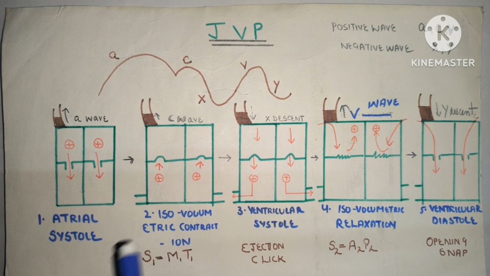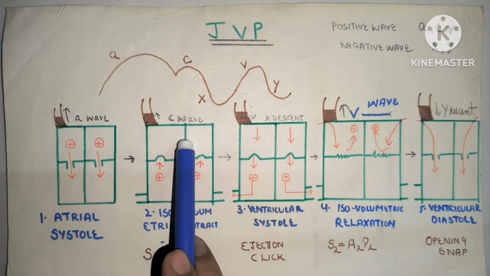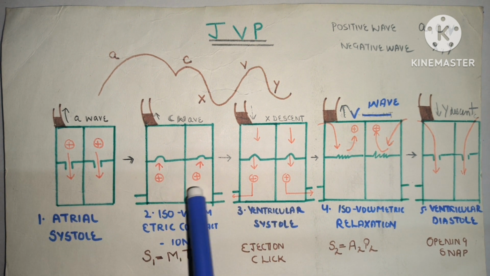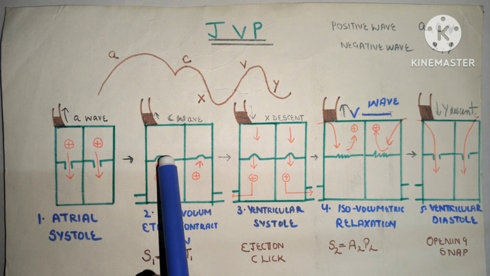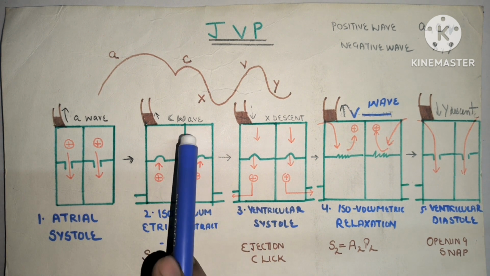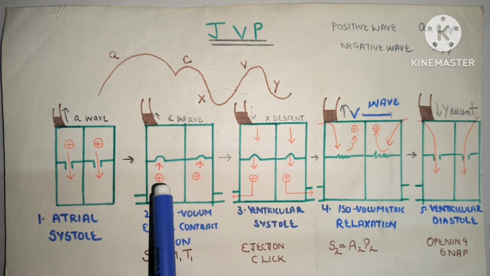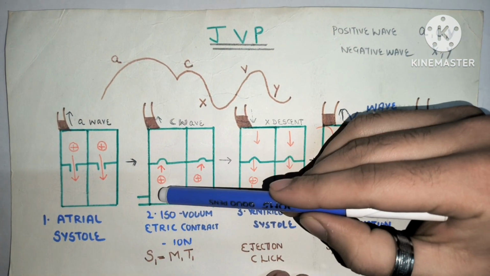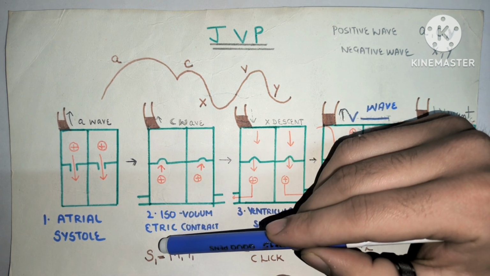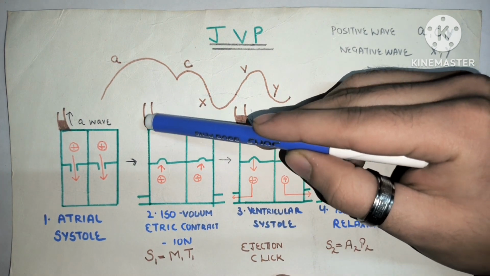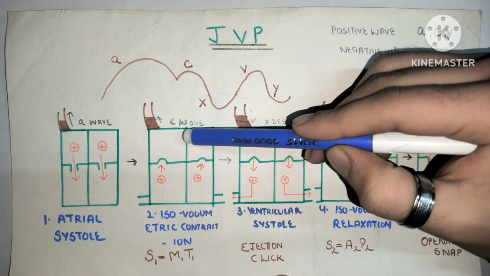And now the second thing is isovolumetric contraction. So now guys, as you know, after the atrial systole there is a phase of isovolumetric contraction. So when the pressure inside the ventricle is increasing, this will push the tricuspid valve upward, and this will increase the pressure in the jugular vein. As you can see, this pushes the tricuspid valve up. So the right atrium pressure will increase and the pressure in the jugular vein will increase. So this shows the C wave, guys.